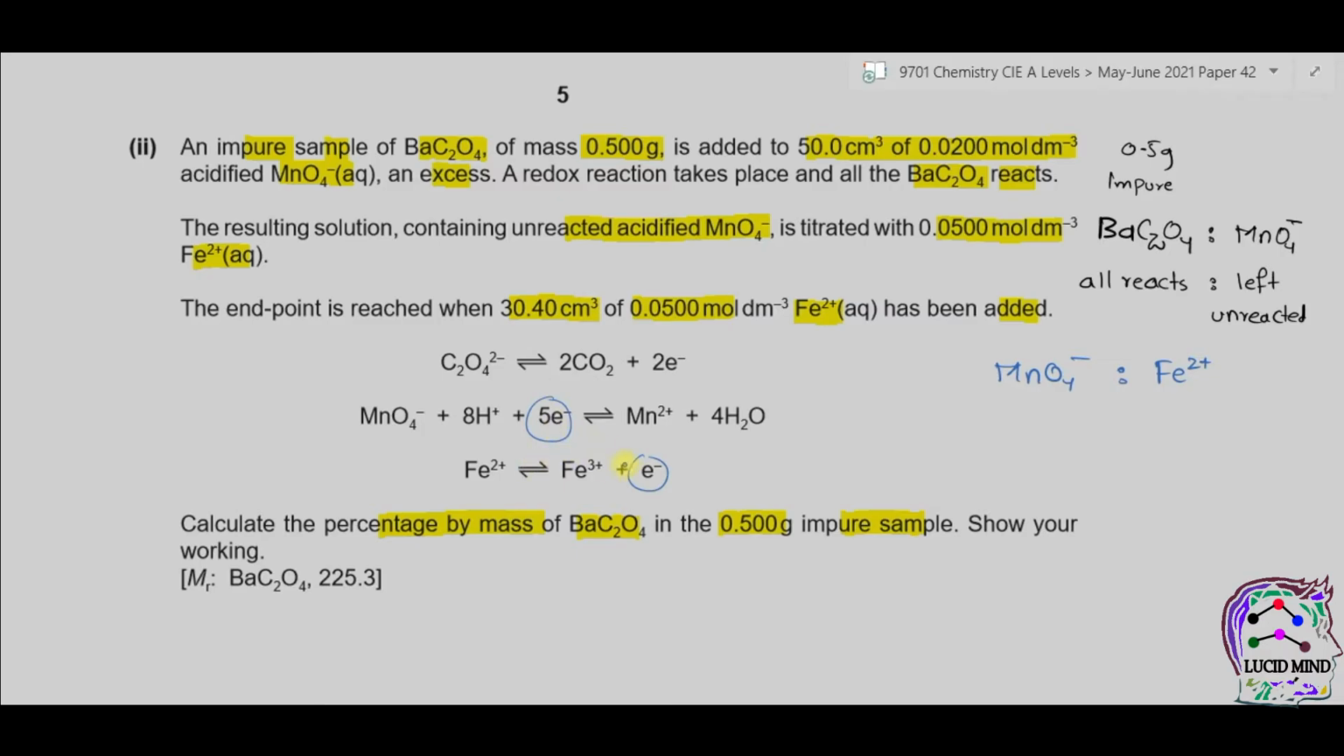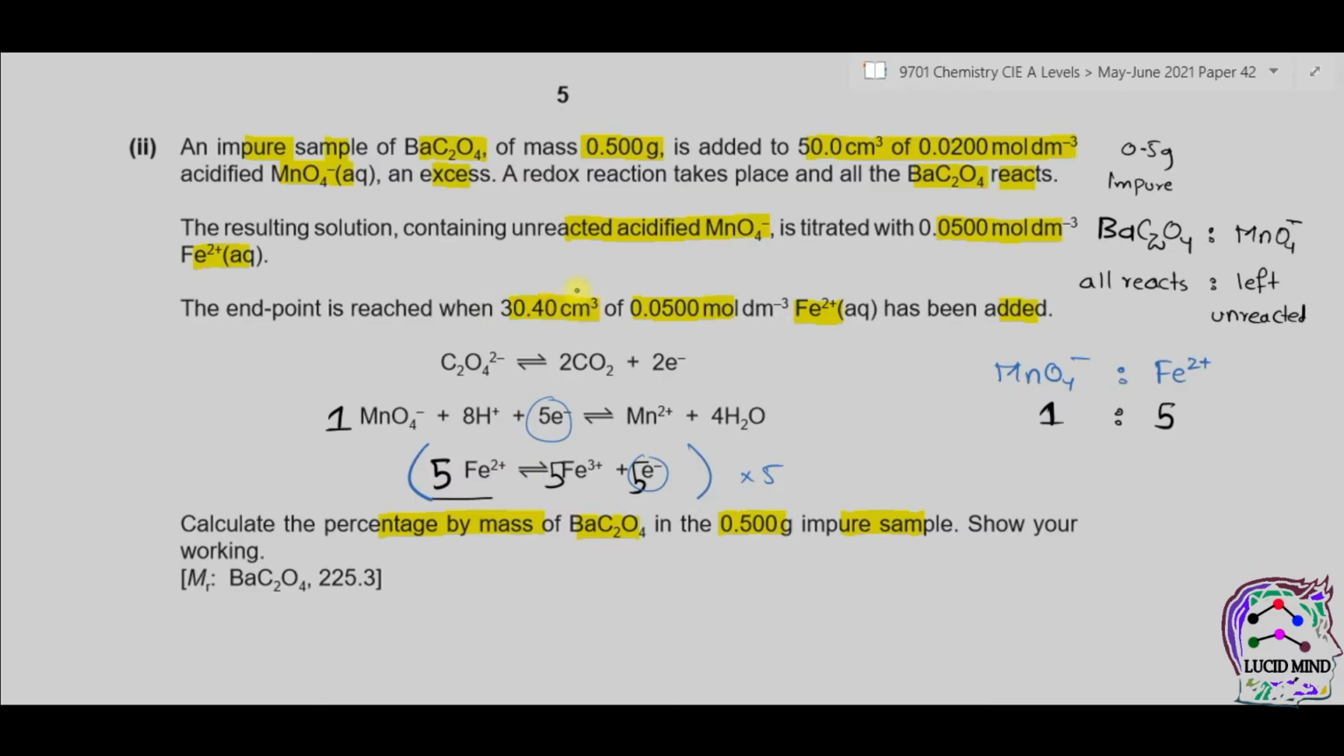Number of electrons lost must be equal to the number of electrons gained. So we can multiply this equation with 5. So it will become 5 Fe2 positive, 5 Fe3 positive and 5 electrons. Now electrons are balanced. So now from this we can find out the mole ratio. We have MnO4 negative, which is 1 mole, and we have iron 2 positive, which is now 5 moles. So we can write 1:5.